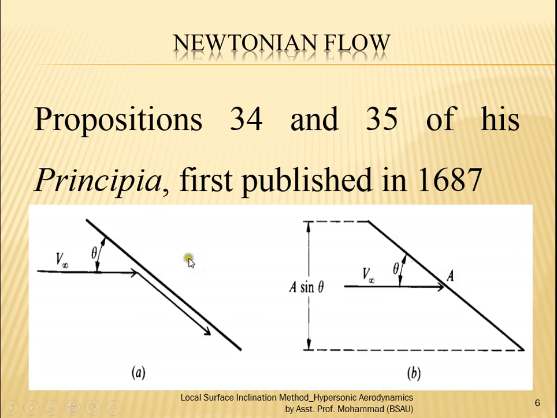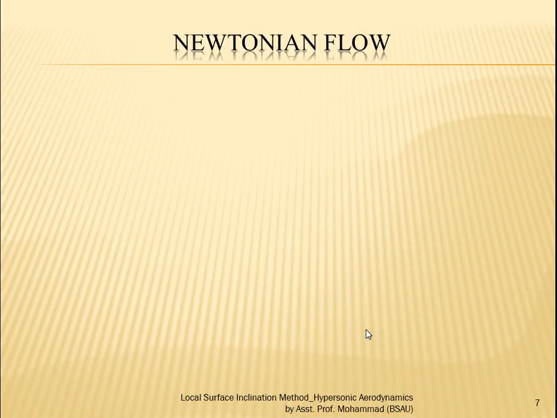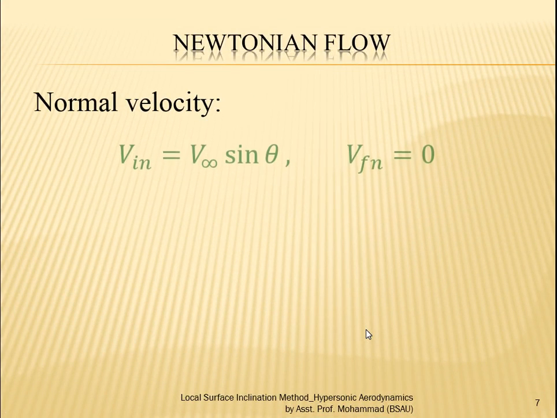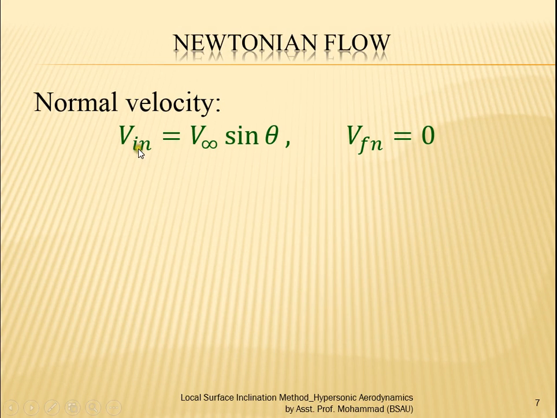In the second figure, you can see that the flow is coming, and this is the area of the fluid which is coming and attacking the solid surface or the flat plate. The angle of attack is theta, or you can say the inclination is theta. This is also the same angle by which the flow is turning, because the flow was coming like this, and then it turns by angle theta and becomes parallel to the solid surface. Based upon this observation, he made some analytical calculations: the normal velocity at inlet is v sin theta, and the final velocity is 0.